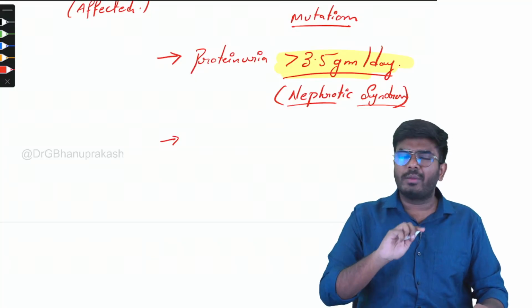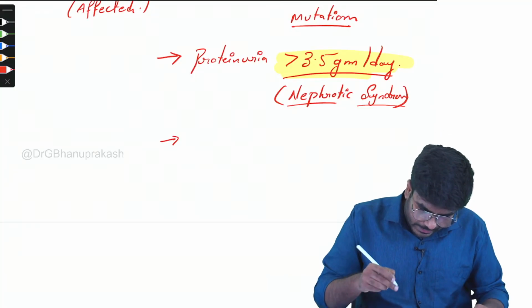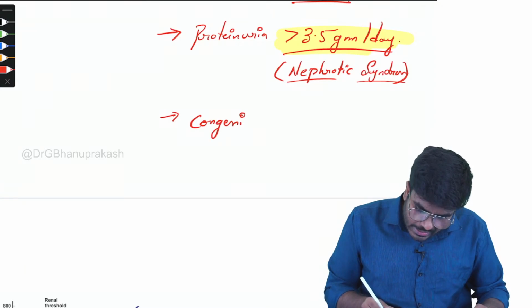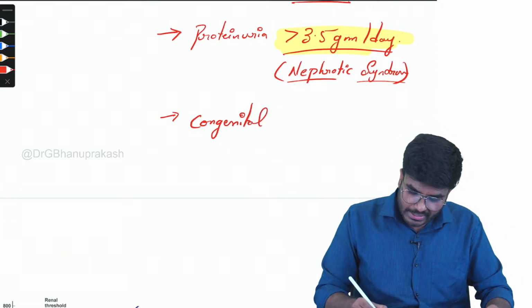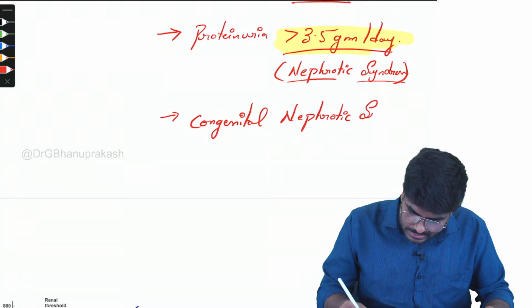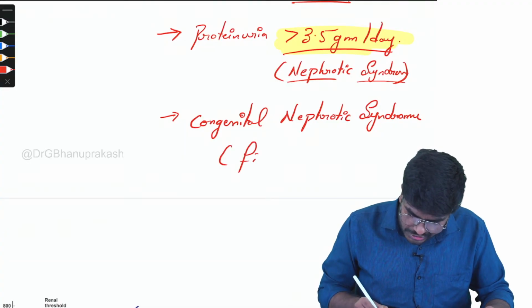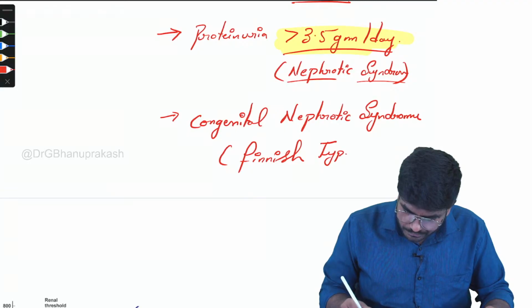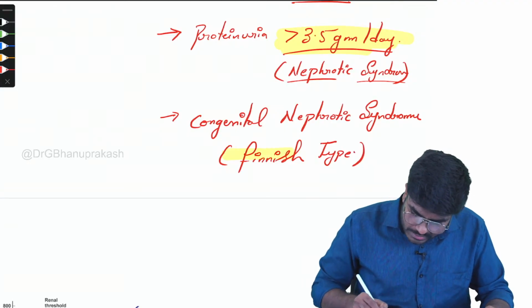Not minimal, definitely this is not minimal. Okay, let me write it here. Congenital means by birth itself. Congenital nephrotic syndrome, that is Finnish type. Okay, so very, very important MCQ.